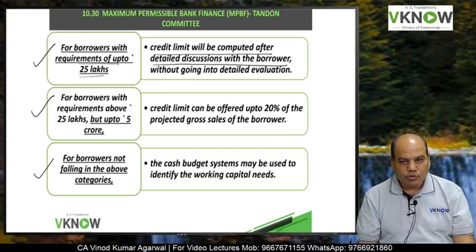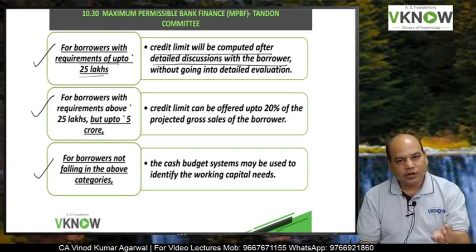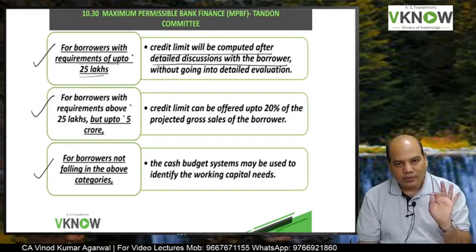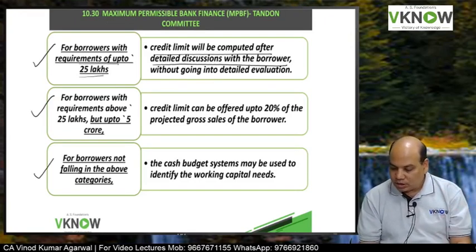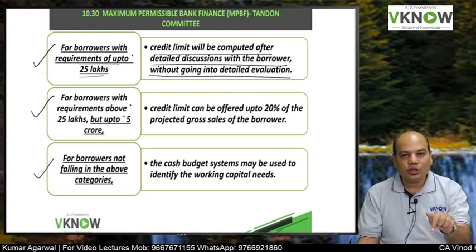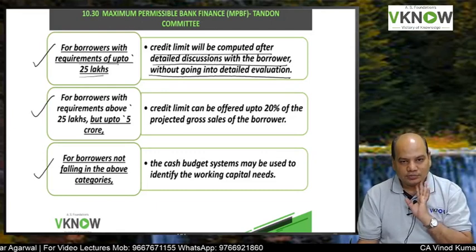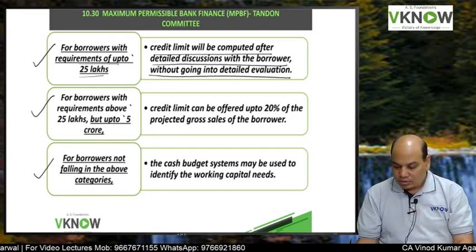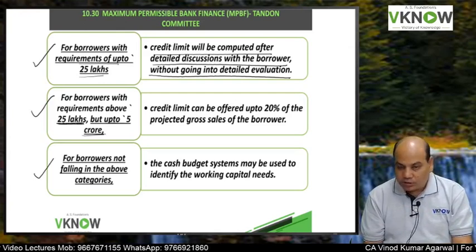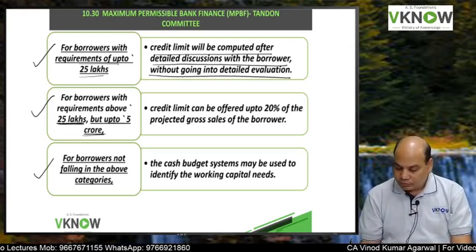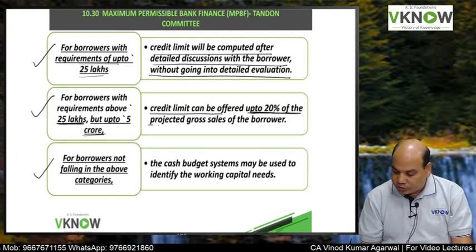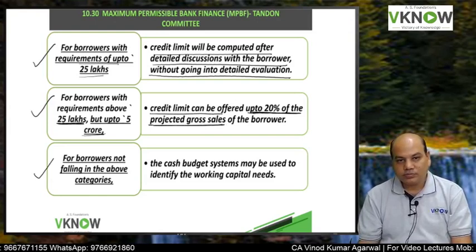That means you don't have to do too much of analysis. He's only asking for how much? 25 lakh. So call him, have a detailed discussion, and then decide whether to grant credit without going into detailed evaluation. Okay. Then if the requirement of the borrower is 25 lakh and up to 5 crore, then you can give him credit up to 20% of the projected gross sales.